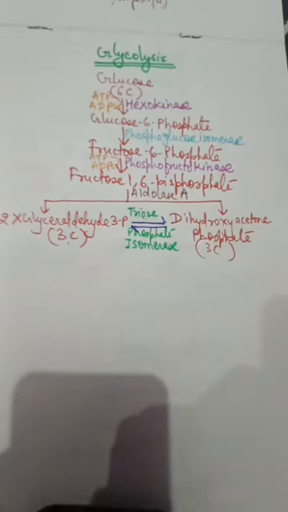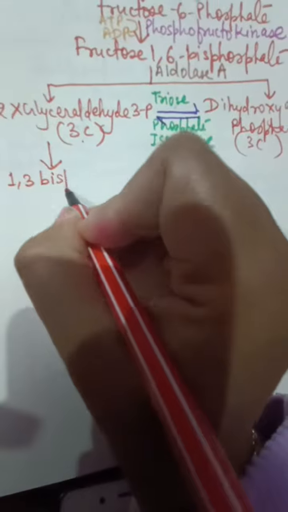Glyceraldehyde 3-phosphate is then oxidized to 1,3-bisphosphoglycerate. Also, the NAD+ molecule is reduced to NADH, and it takes place in the presence of the glyceraldehyde 3-phosphate dehydrogenase enzyme, and it is a very important step in glycolysis.